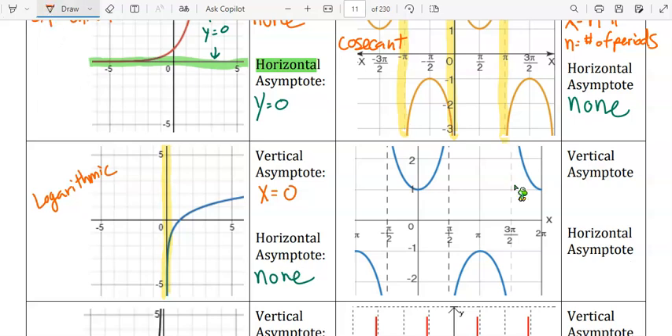This next one right here is secant. It has infinitely many vertical asymptotes. We could write this as x equals n times pi over 2 plus pi over 2, where again n is the number of periods. And then again, just like for the cosecant graph, there are no horizontal asymptotes.